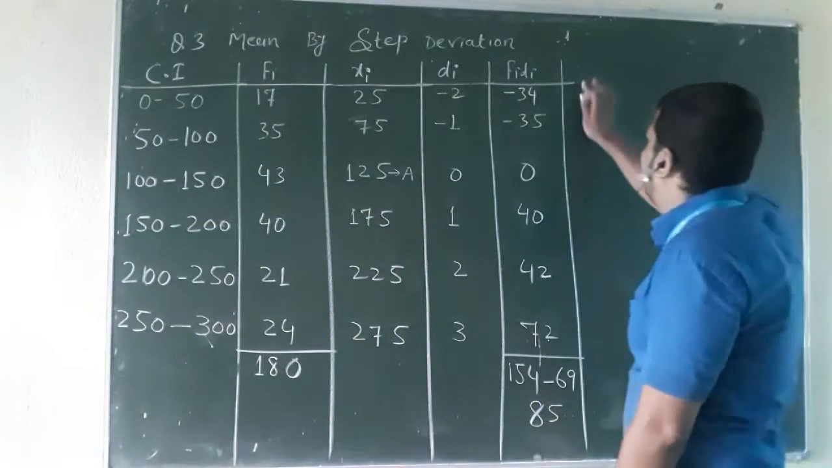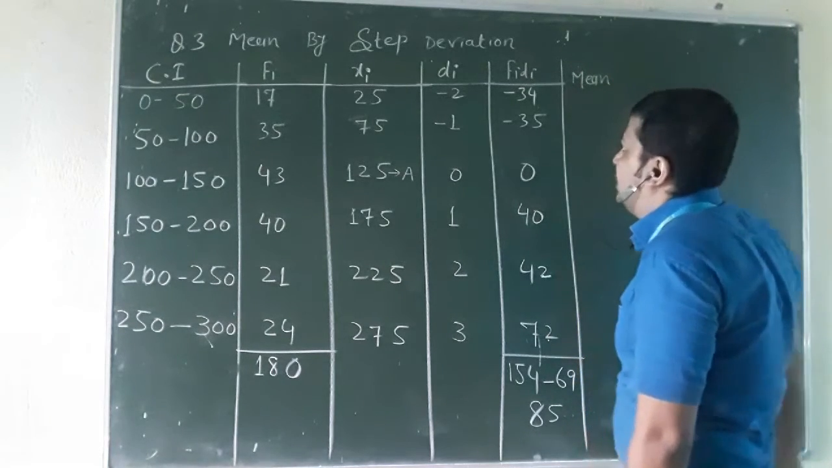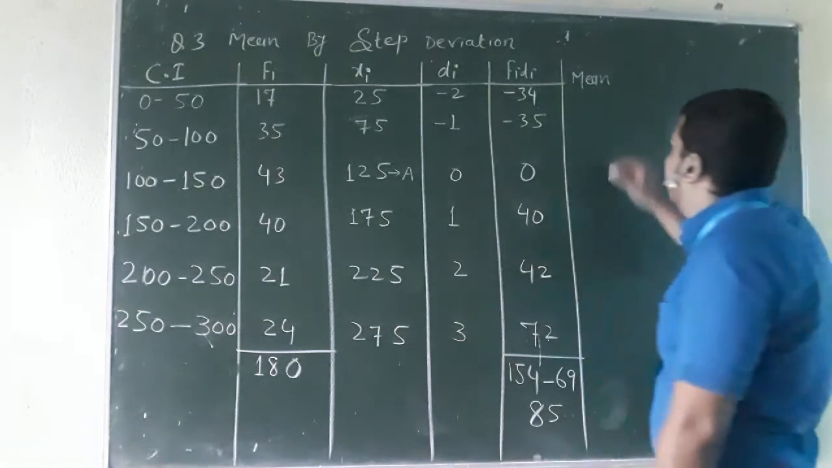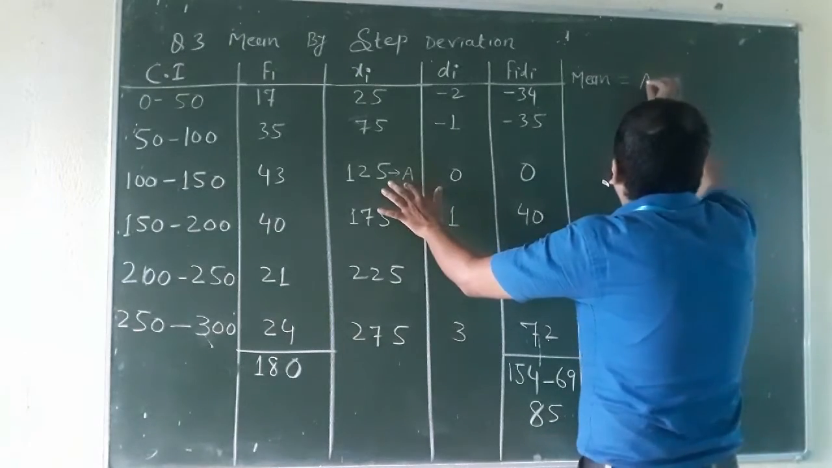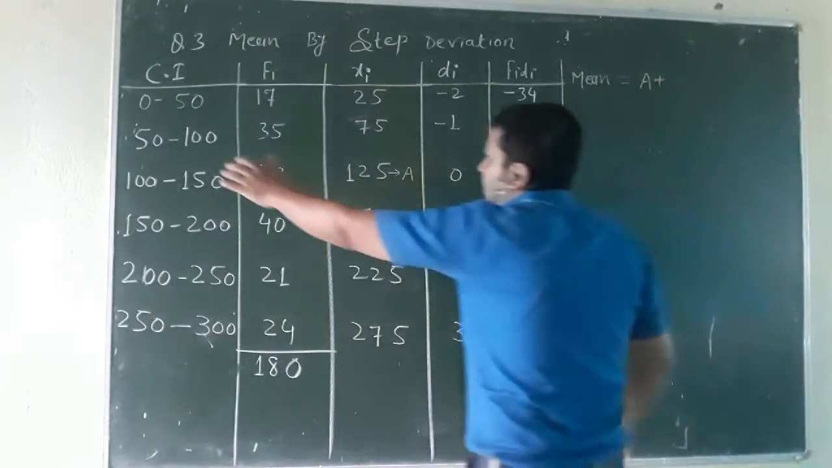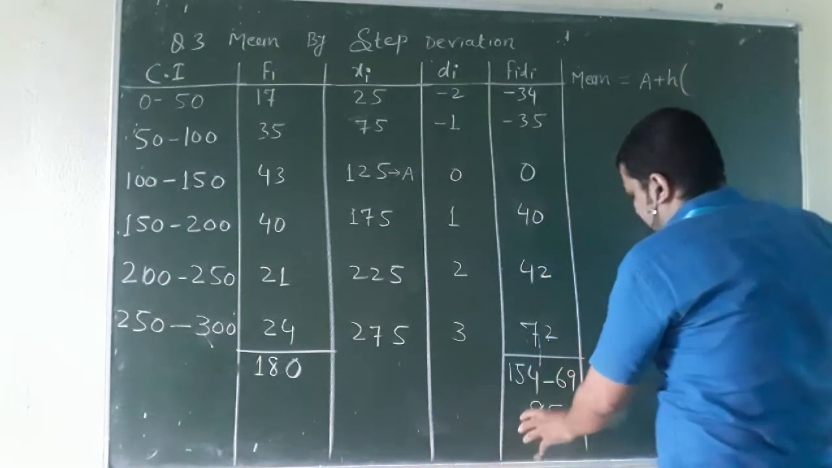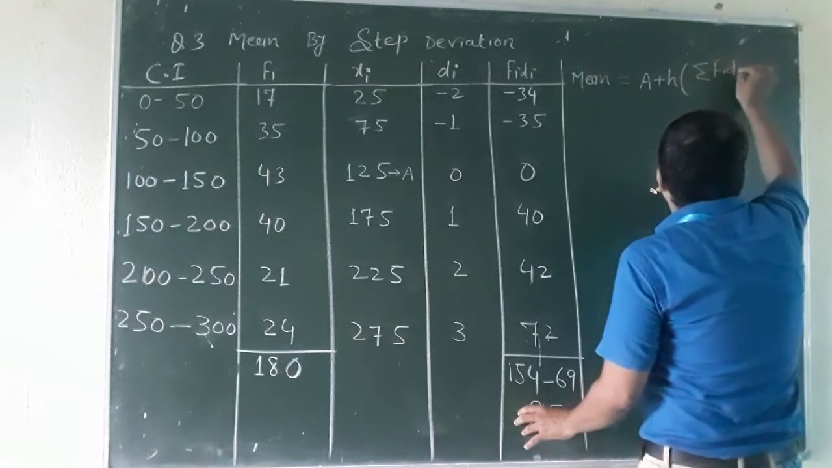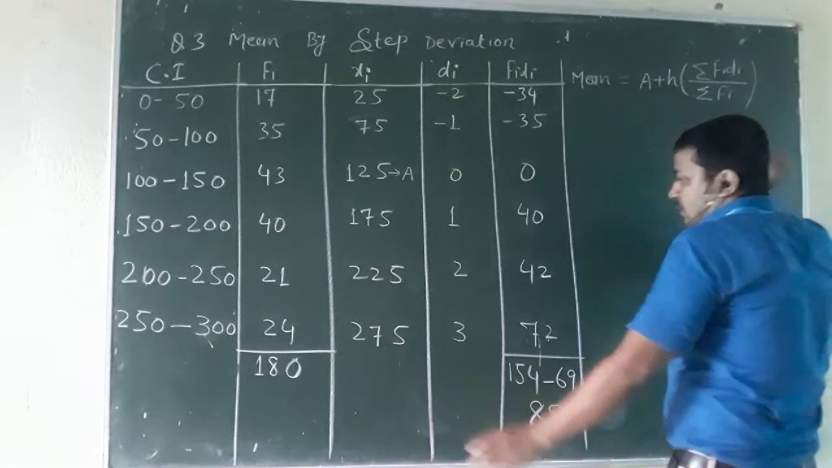Now here you need only 4 terms. In the assumed mean method you need 3 terms to find the mean. In the step deviation method you need 4 terms. The first term will be the same as in the assumed mean method, A. The extra term there will be the height of each class interval, that is h. Now the third term will be the sum of fidi, and the fourth one will be the sum of fi.